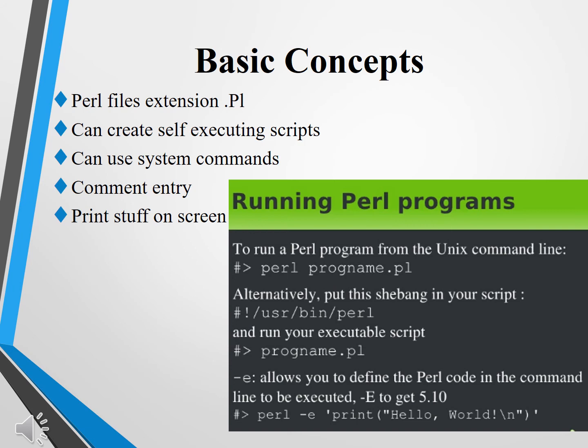This line: hash, exclamation sign, then /usr/bin/perl. You have to mention it at the start of a Perl program if you are running Perl on Unix systems, and run the program directly through program.pl. If you add this shebang line, then you can directly use ./program.pl at the current location.